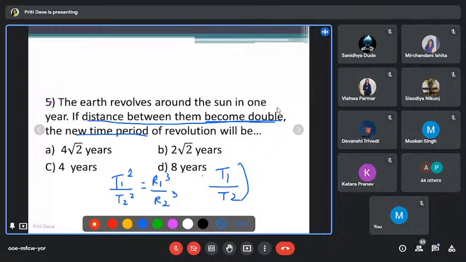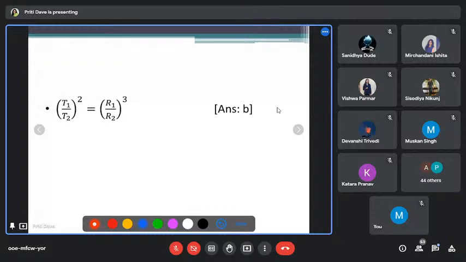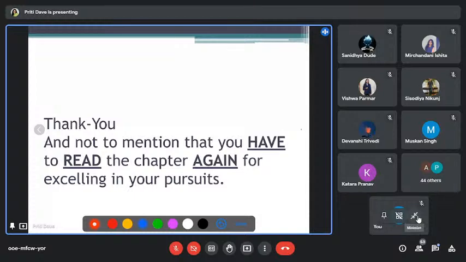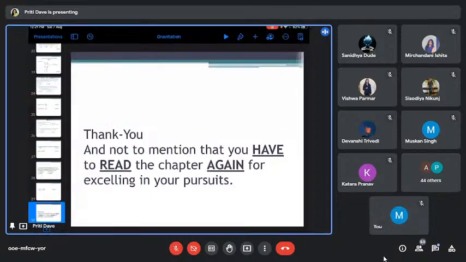So this is how mostly the questions you will have. They are very easy if you know the formula. It's just a little bit of mathematical manipulation. Nothing more than that. Please make sure that you go through the whole of it.